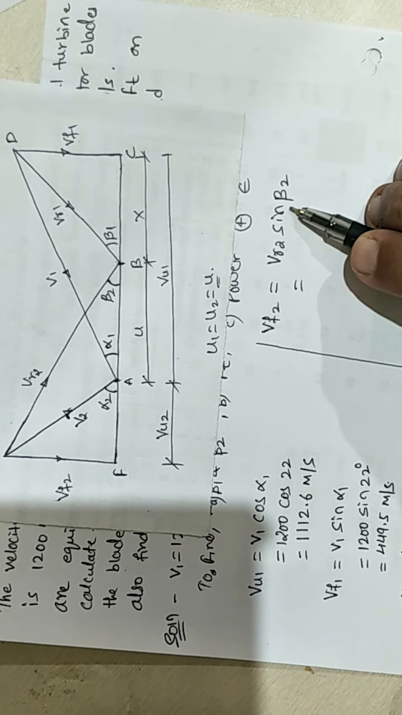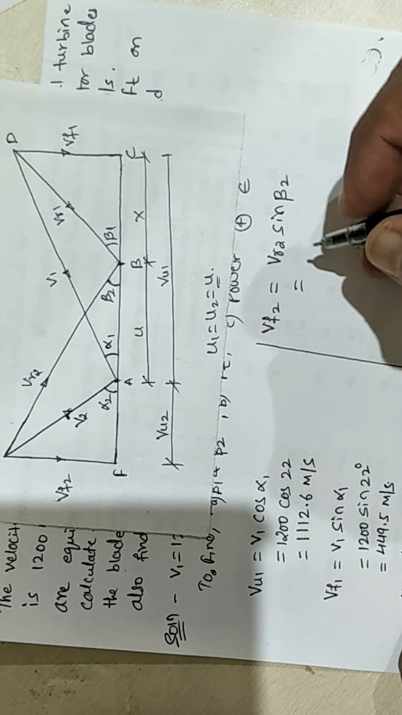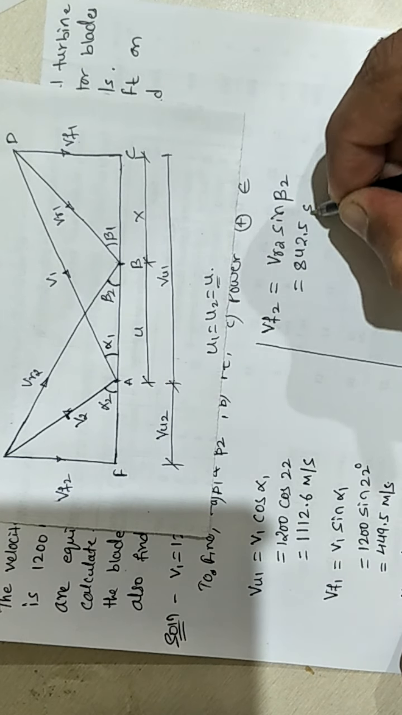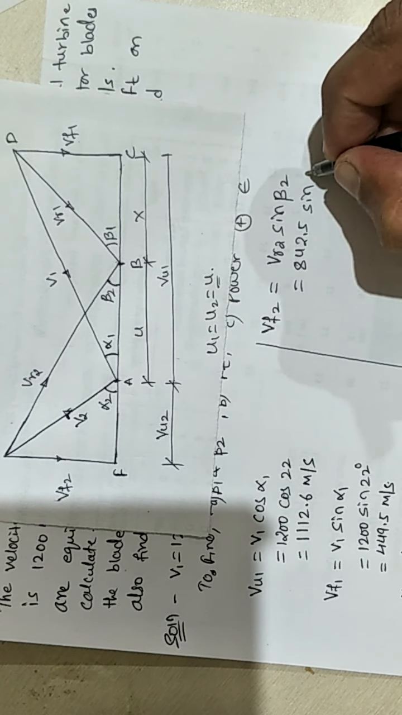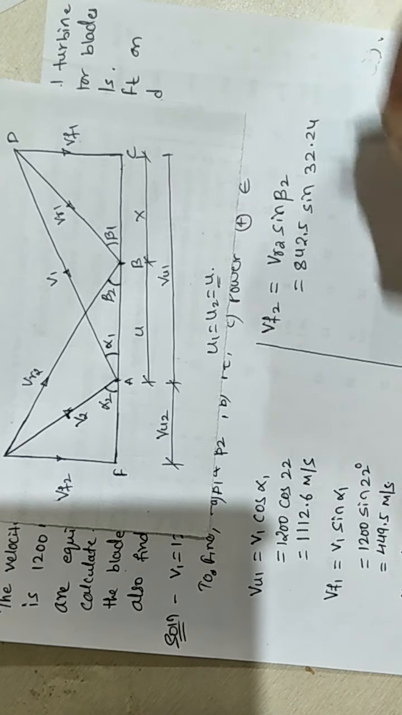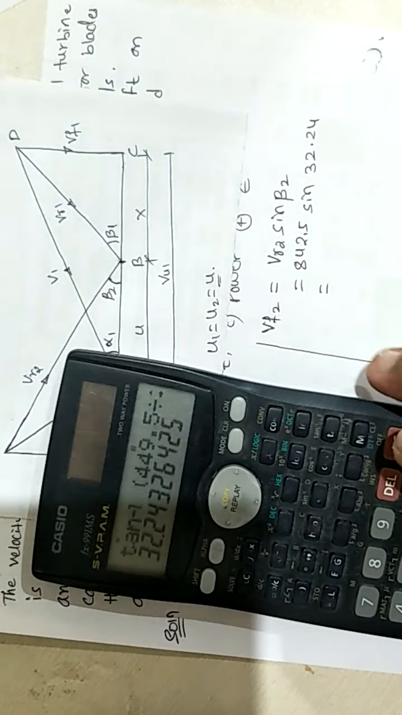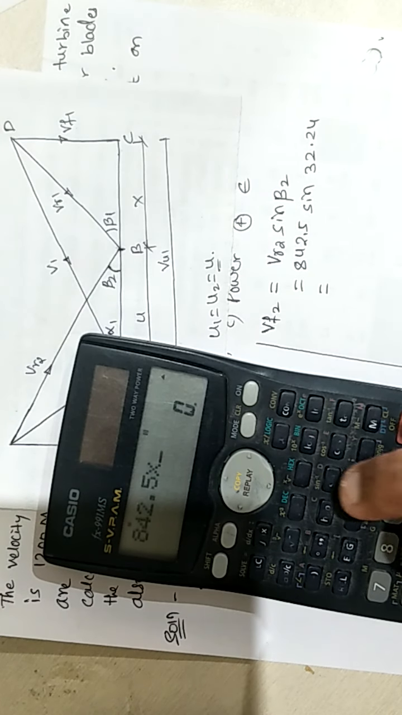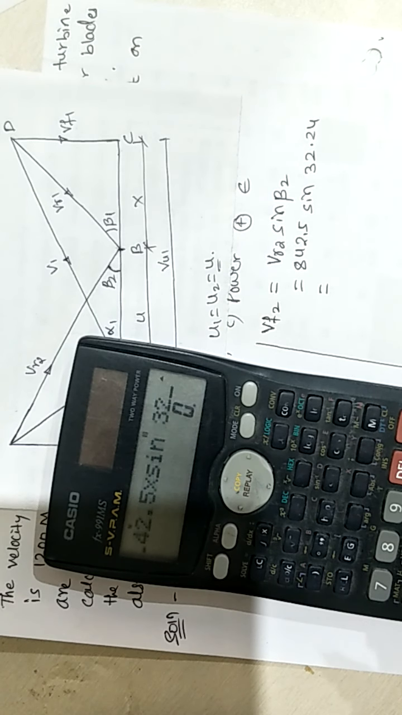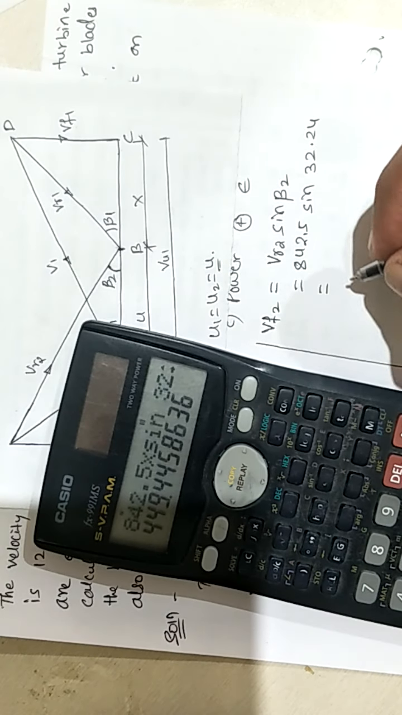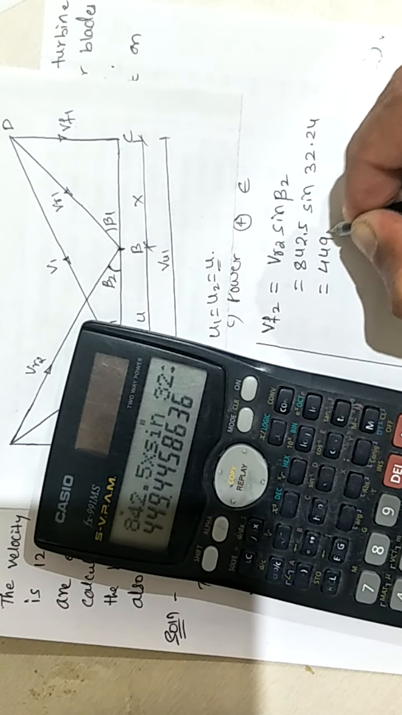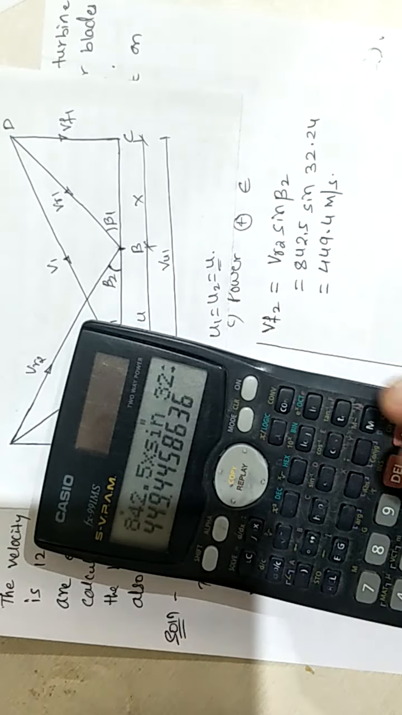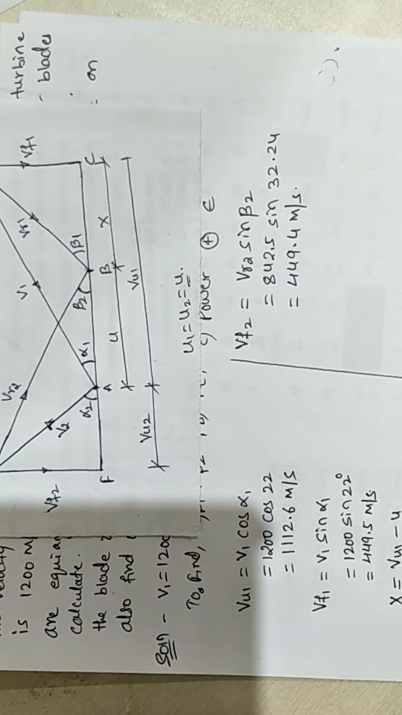Now substitute the values here. We know the value of VR2 is 842.5, and beta 2 is 32.24. So we will calculate the value of VF2 using a calculator: 842.5 into sine of 32.24. So we'll get 449.44 meters per second.